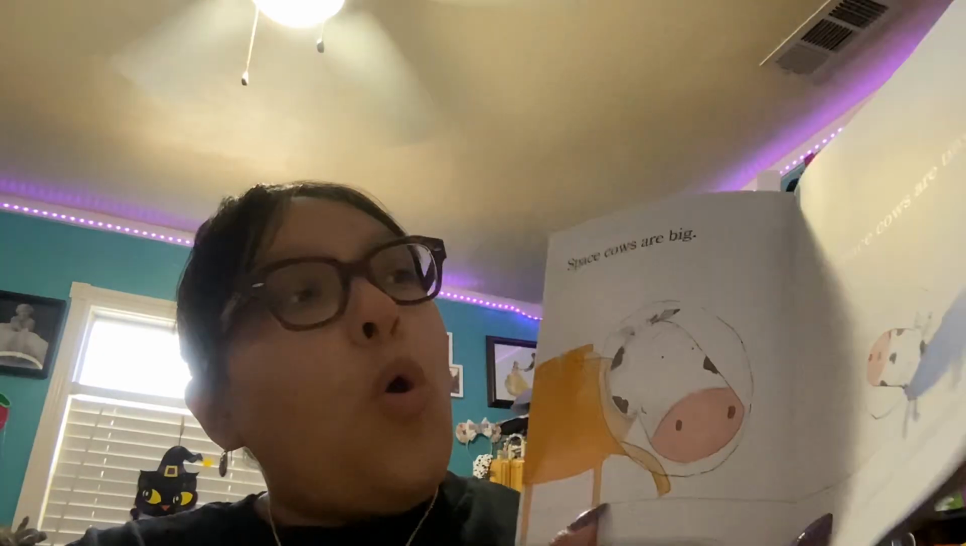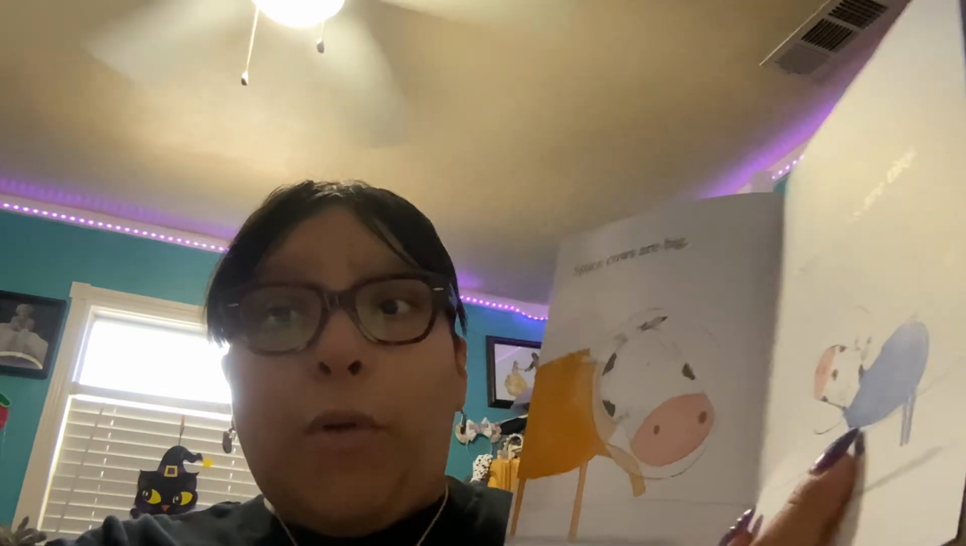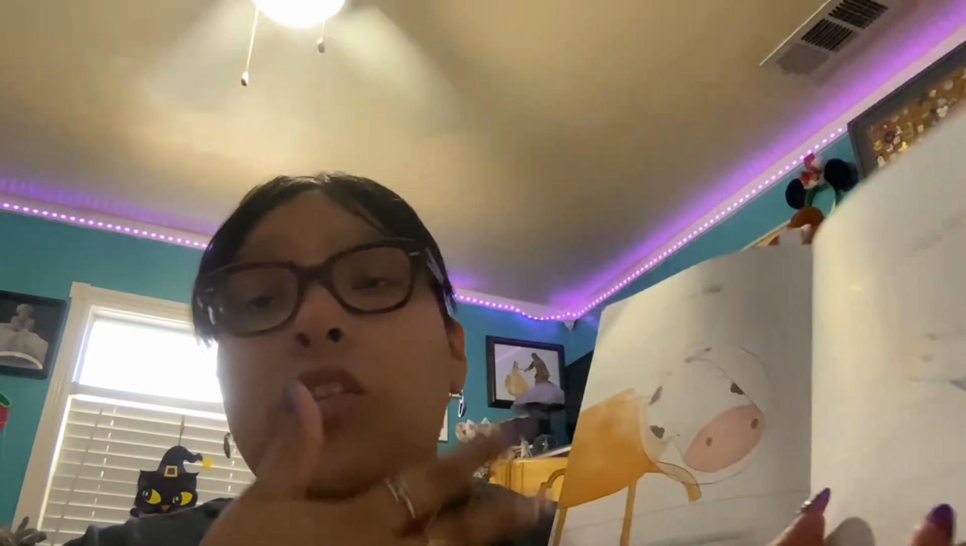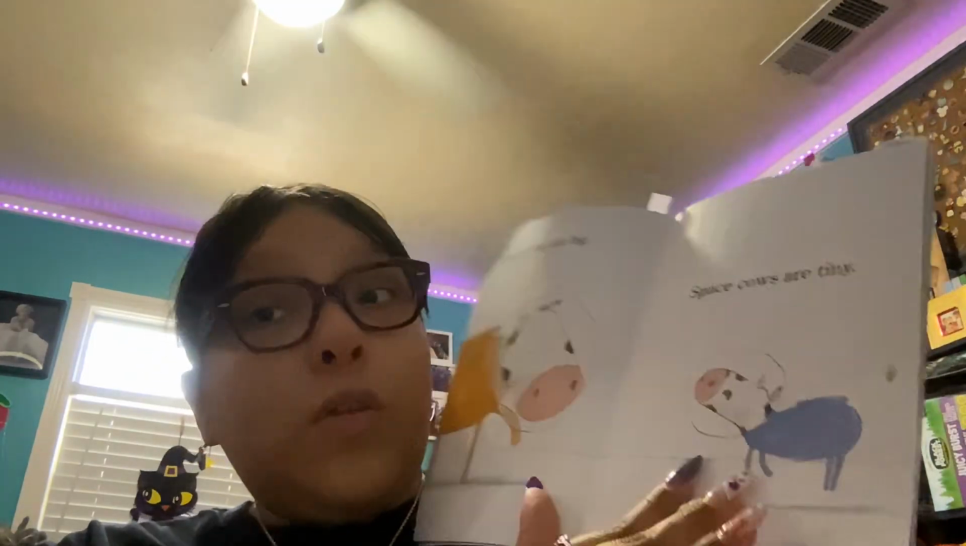So here students might ask, why is this space cow big and why is this space cow tiny? And your answer to them can be, why do you think this cow is big and this one is tiny? Do you think this is maybe an adult cow and this might be a little kid cow? You see what I'm saying?